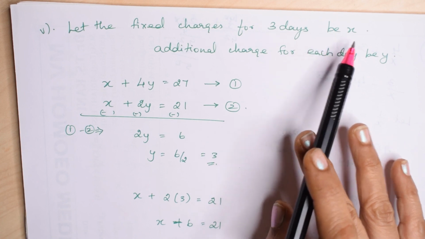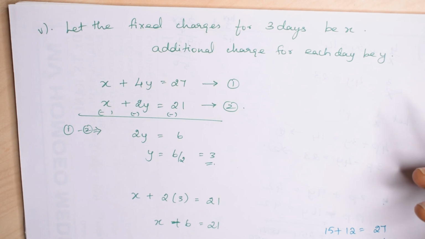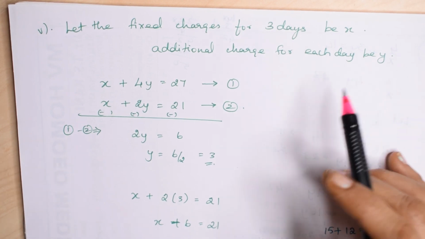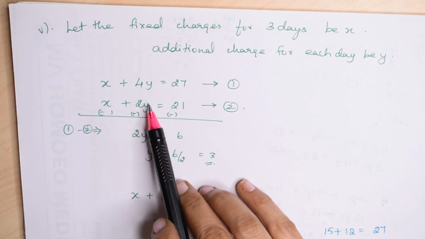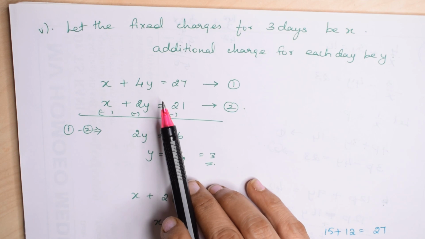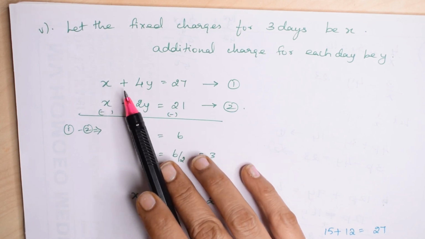So the fixed charge for the first 3 days, let it be x. The additional charge for each day is y. So if you are going to stay for n days, we have to multiply n into y. Like that. Now there are two girls. Sarita paid 27 for keeping the book for 7 days. So the first 3 days we have calculated as x. So the remaining is only 4 days.